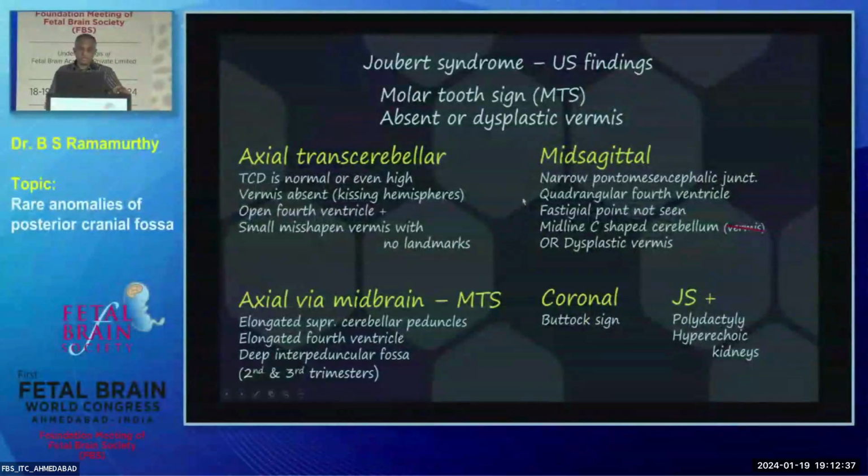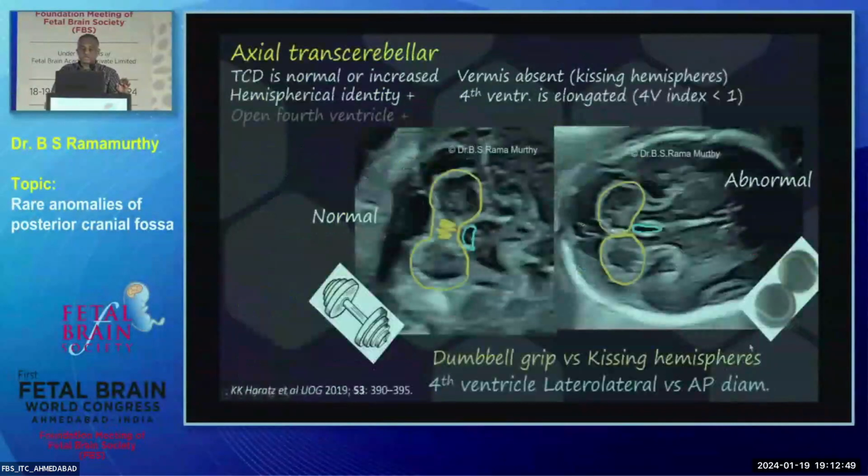So straight away onto imaging, you have axial transcerebellar, mid-sagittal, or axial via midbrain, coronal, and so forth. And outside of the brain, you've got to look at other structures in a targeted way. The first thing I'm going to do is take you to axial transcerebellar. Now, this is normal. This is abnormal. What's the difference between the two cerebellar pictures? In the second one, what is missing? The vermis is missing, and the two hemispheres are touching each other, and that is the kissing hemisphere sign.